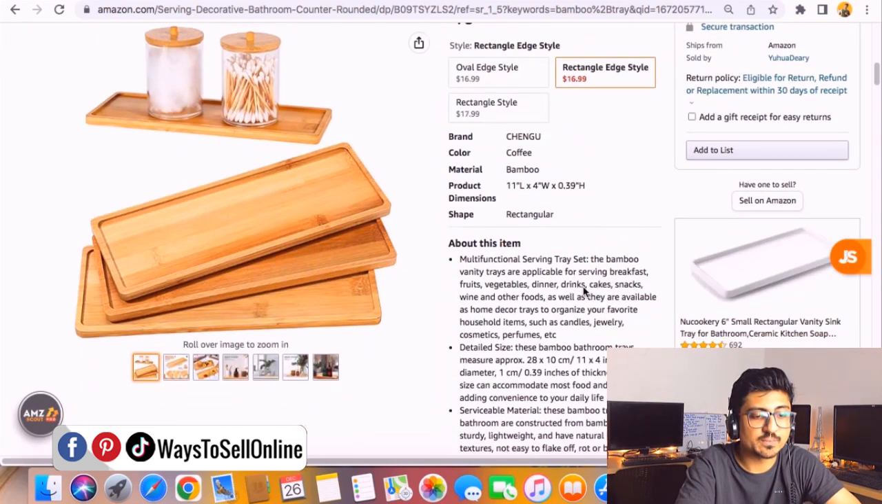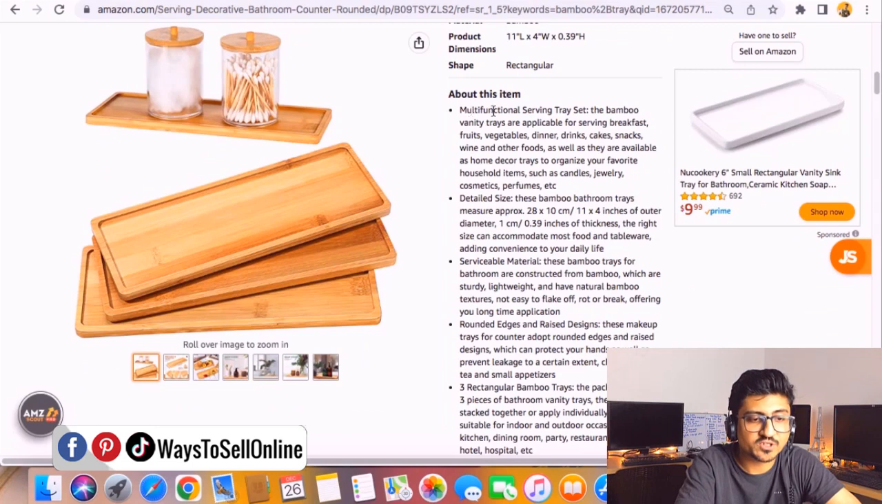If I start reading some bullet points here, you can see: multifunctional serving tray, detailed size, serviceable material.